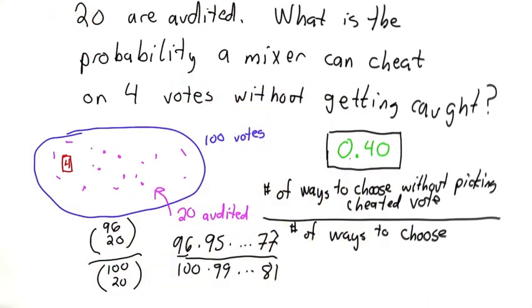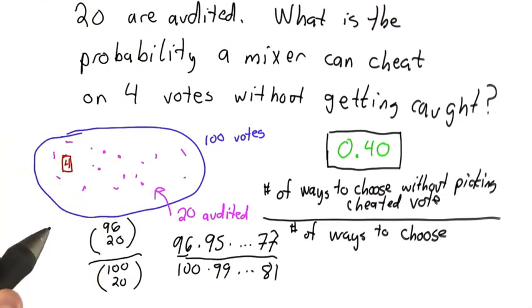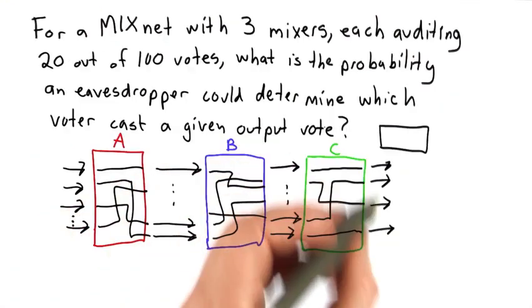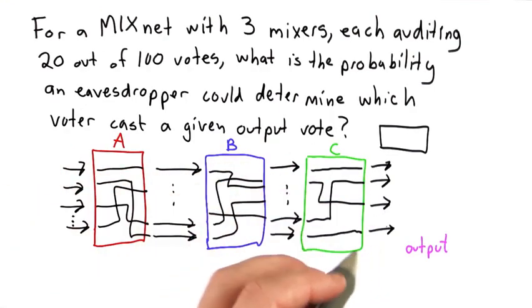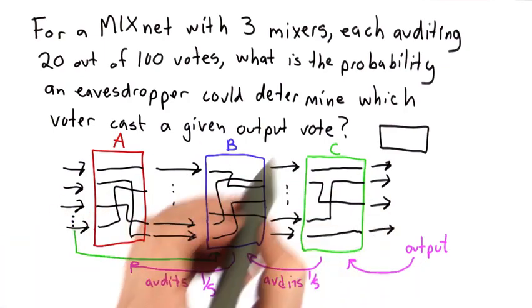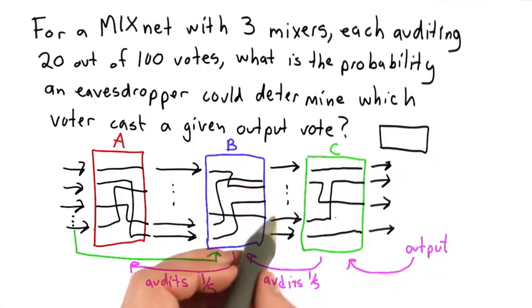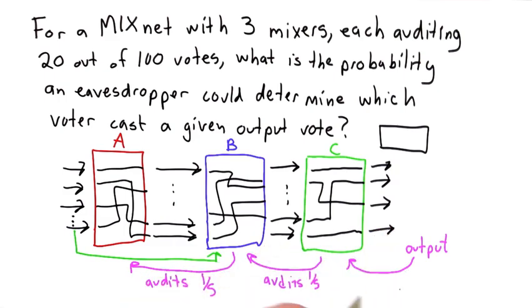So we might like a higher probability of catching cheaters if we think cheating on 4 votes is enough to change the election. So we'd like to audit more votes. We can do that. That will increase the probability of catching a cheating mixer, but will also increase the probability that privacy is lost, that a vote can be traced through the mixnet. So here's the scenario I have in mind. We have 3 mixers. At each stage, we validate 1/5 of the votes, and we have to audit the last one. We don't have another mixer here. We need some designated output auditor that receives these outputs as well as these and audits the last one. So that's our 3-step mixnet.